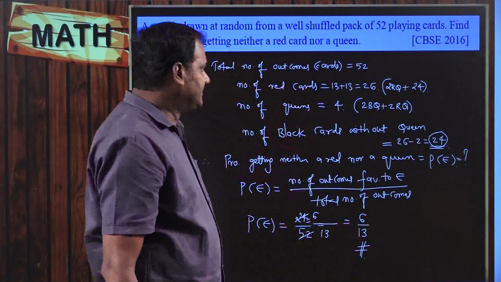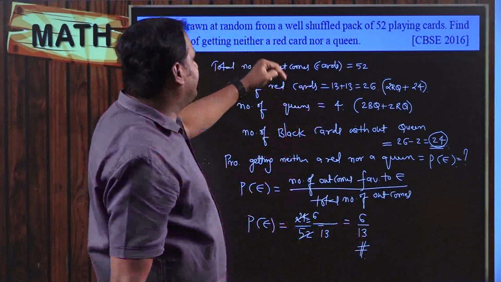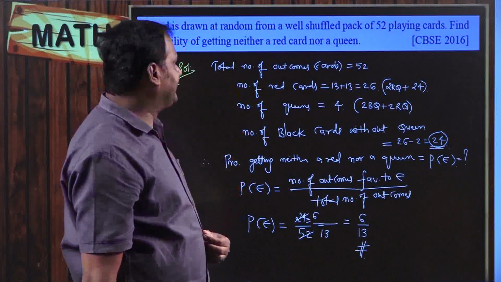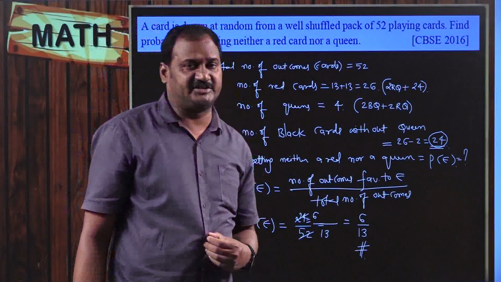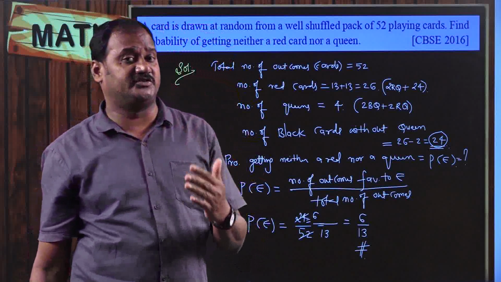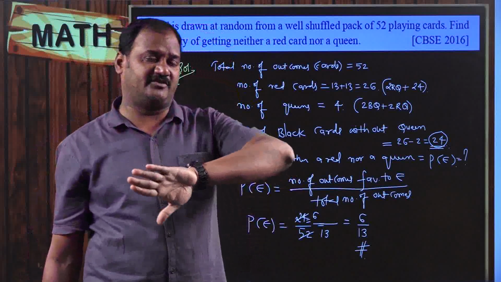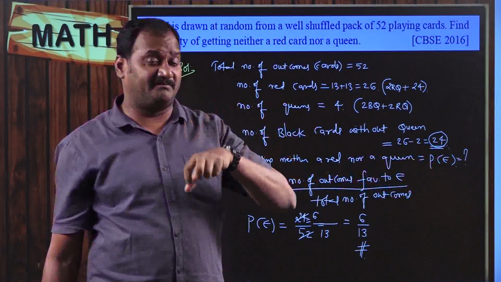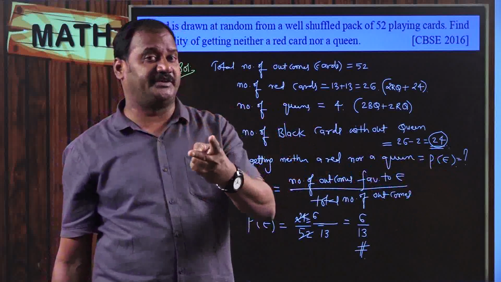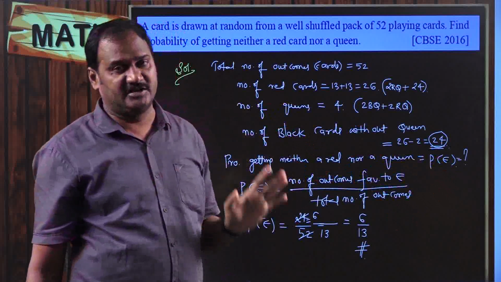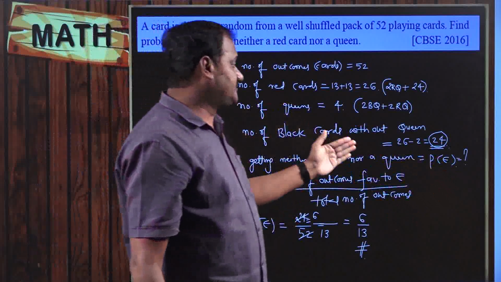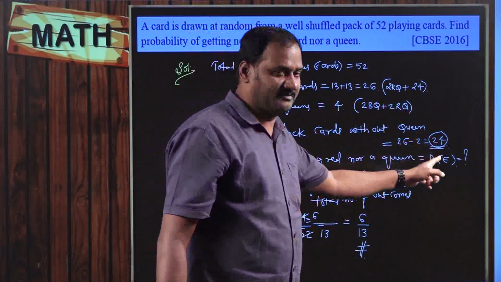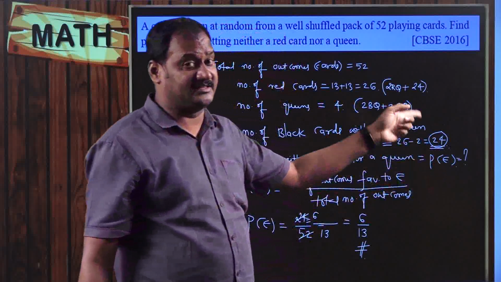You understand? A card is drawn at random from a well shuffled pack of 52 cards. Find the probability of getting neither a red card nor a queen. So it should not be a red card, and it should not be a queen. First you will have to remove all the red cards, and then from the remaining black cards, again there are 2 queens, so you will have to remove those 2 queens also. Then out of 26 black cards, 2 queens will be there, so the remaining 24 black cards are neither red nor a queen.